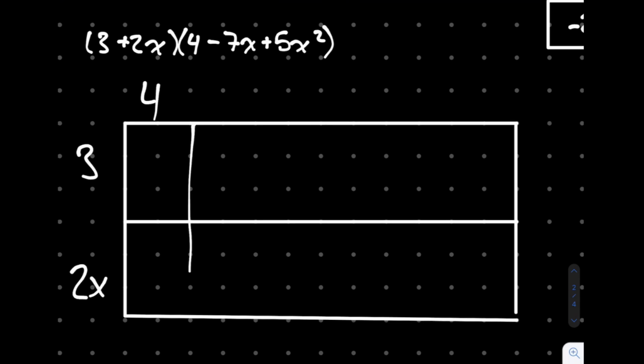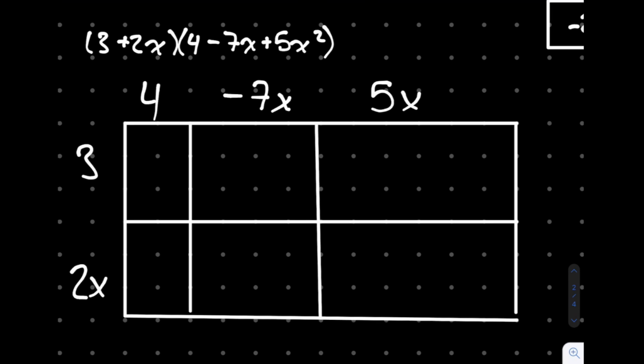So 4, negative 7x, and then 5x squared. So now I just find the product for each cell. 3 times 4 is 12, 4 times 2x is 8x, 3 times negative 7 is negative 21x, and I'll just keep going.